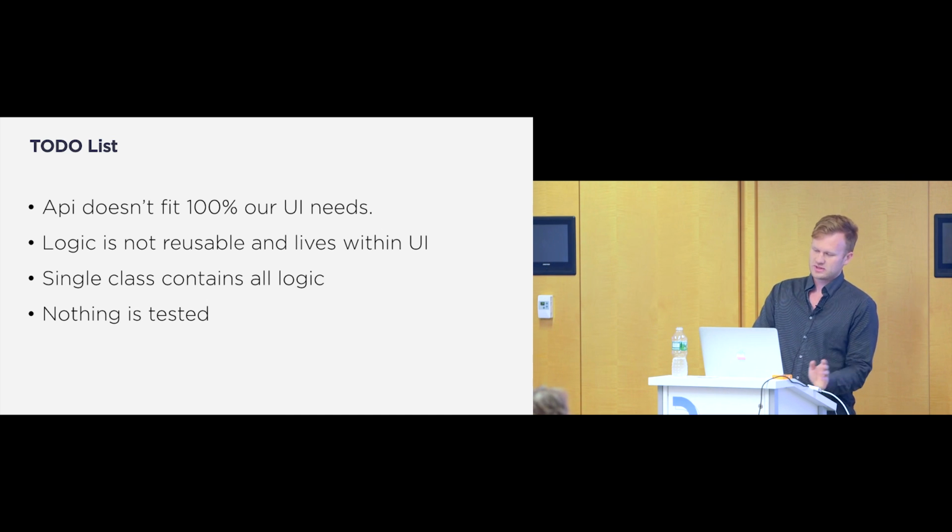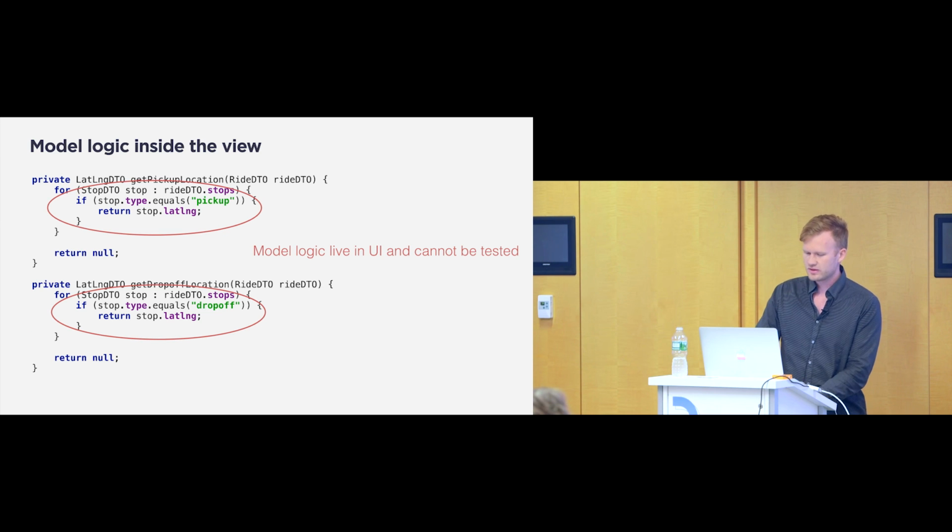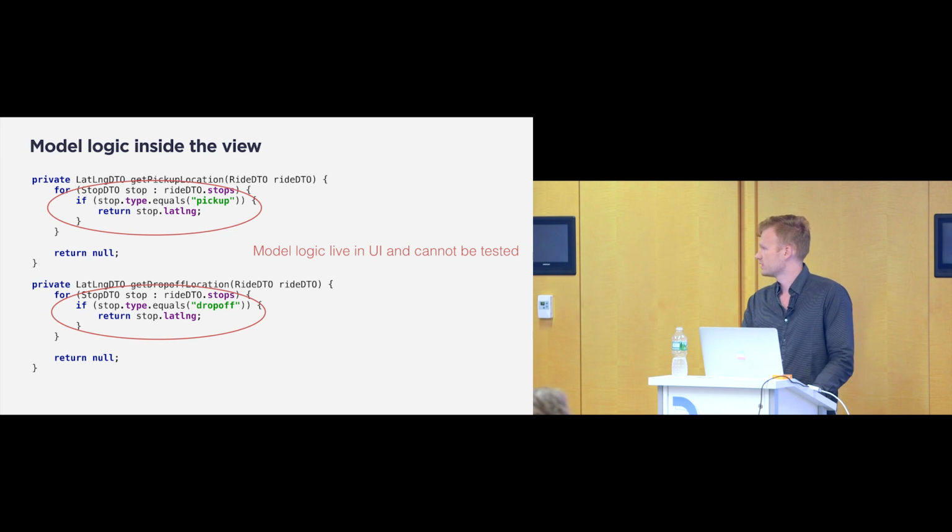So let's try to address the first problem. Getting back to the Ride API, we have the part that describes the entire state of the app, which is an app state data transfer object. And the UI doesn't really need to know about it. So it's good if we try to avoid exposing this information to the view we're working on. Another problem, as I mentioned, is that all the filtering logic is currently living inside the view, so we can't easily test it.